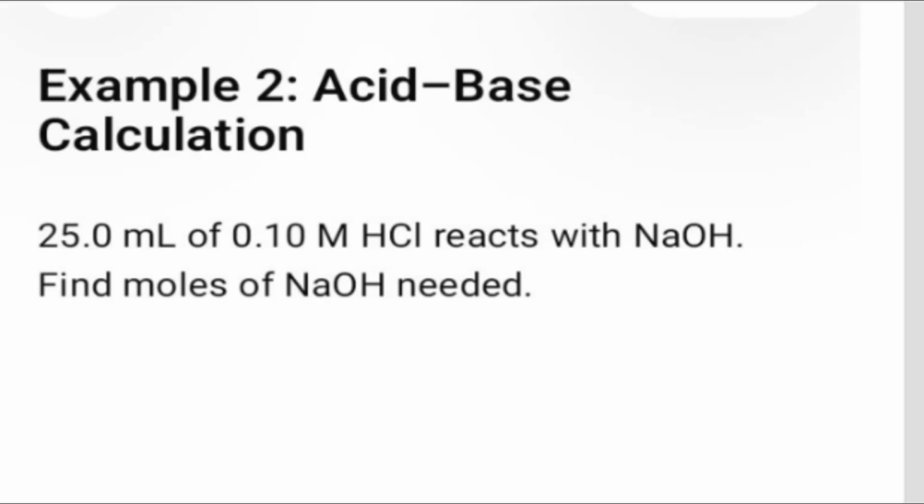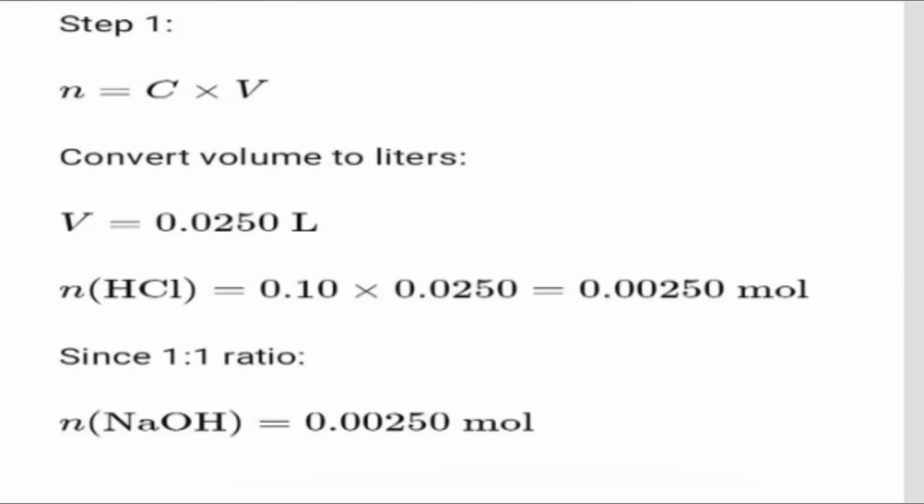The values that we have been given are for hydrochloric acid. So here is how we do it. The first step is to convert volume to liters. We are going to have that for hydrochloric acid, because that's what we have been given. Then we find the number of moles of hydrochloric acid when we multiply concentration times volume. This is for hydrochloric acid, by the way. We are going to find 0.00250 moles.